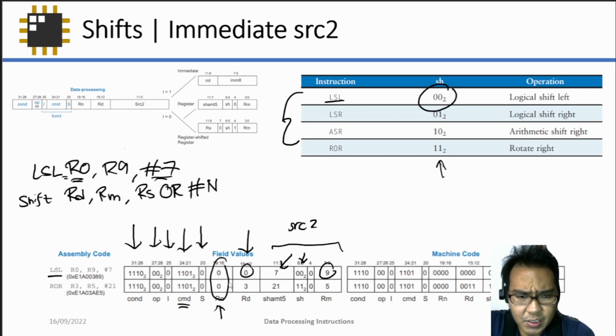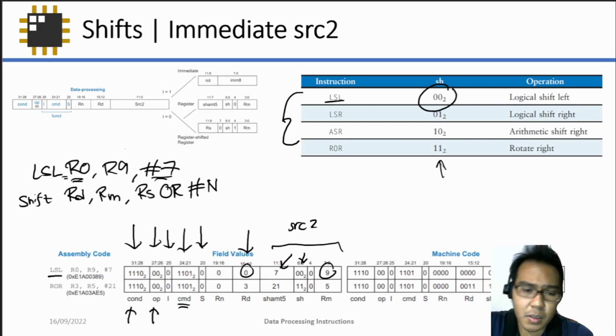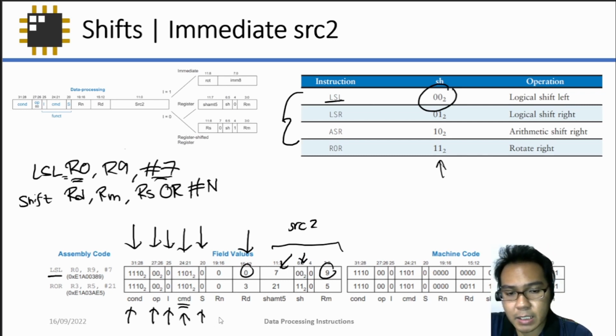Okay, next for rotate. Okay, let's look at rotate. Always true. Opcode is data processing. Immediate addressing is a shift instruction. We're not going to update the status registers. Rn is always 0 for shift instructions. Destination register is R3. Rm is R5. And the shift amount is 21.